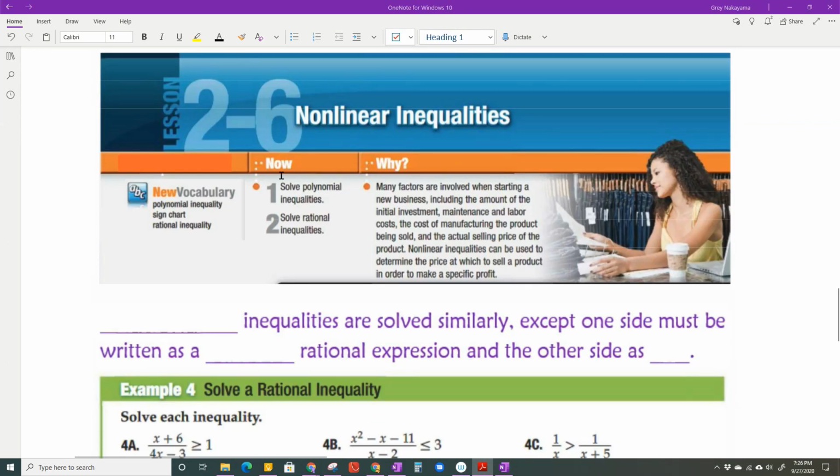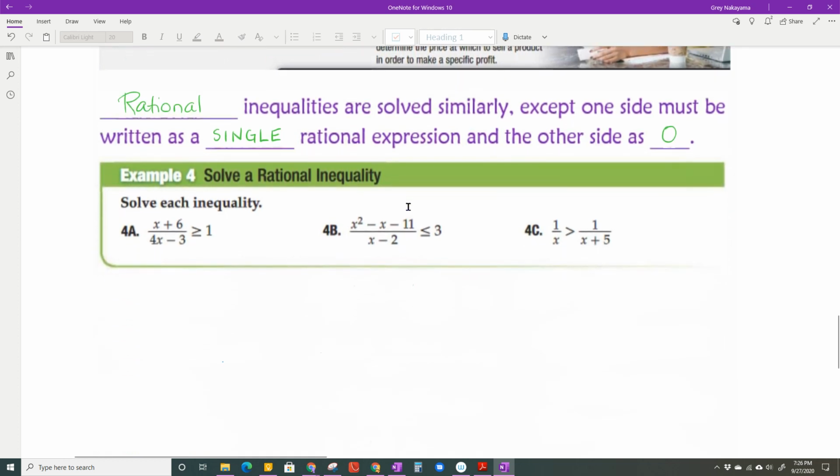Okay, this lesson is 2-6b, nonlinear inequalities, and this time we're talking about the rational inequalities. Last time we talked about polynomial. So rational inequalities are solved similarly, except one side must be written as a single rational expression, and the other side is 0, just like we had before. These are the fractions, y'all, and this is similar to what we just talked about in 2.5. You're going to see that stuff coming back to you.